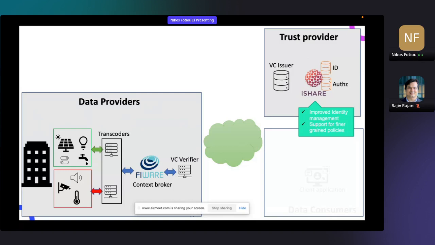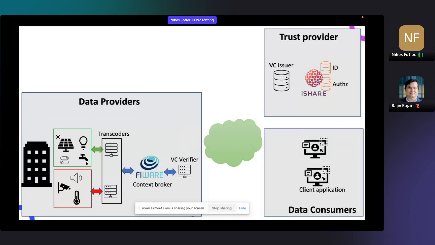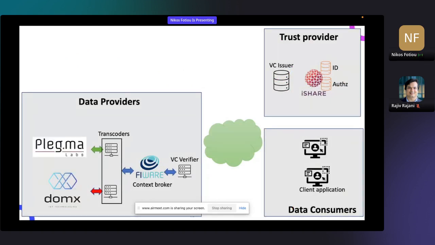For these reasons, we are going to explore iSHARE technologies in order to get improved identity management, as well as support for finer-grained policies that will be suitable for our experiment. And we are going to use the same client applications, which is nice, since we're going to demonstrate interoperability among existing deployments. So the role of the data provider will be held by two SMEs of the consortium, Plegma and Domex, which are two companies active in the smart energy domain in Greece. The trust provider will be held by Exceed, which is a spin-off of the Athens University of Economics and Business, active in the area of self-sovereign identity technologies.